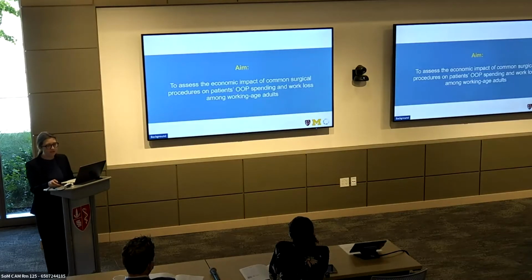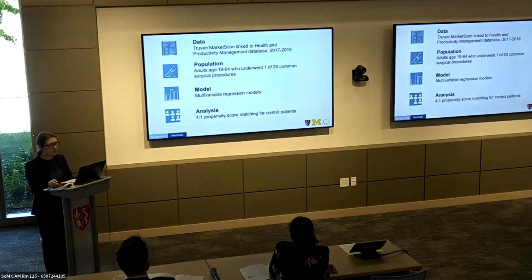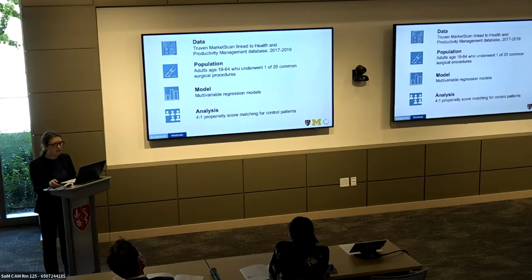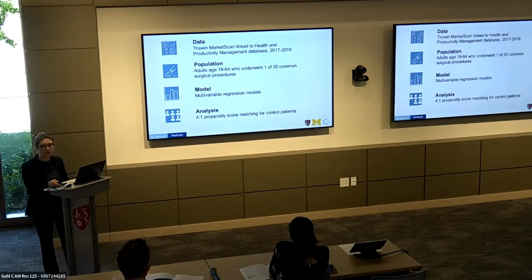Our goal with this study was to assess the economic impact of surgery on patients' out-of-pocket spending and work loss among working-age adults with employer-based insurance. Our data source was the Truven MarketScan database linked to the Health Productivity and Management database from 2017 to 2019. We identified adults aged 19 to 64 who underwent 1 of 20 common surgical procedures, including cardiothoracic, vascular, orthopedic, and general GI surgery. Our analysis included multivariable regression models and 4-to-1 propensity score matching to compare our surgical cohort to their matched controls.